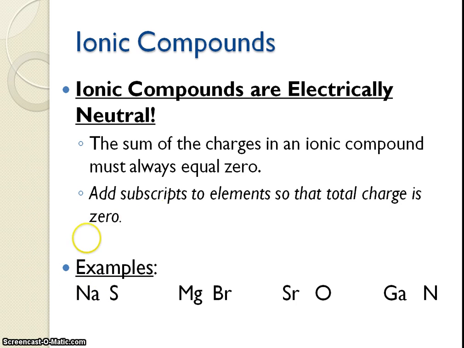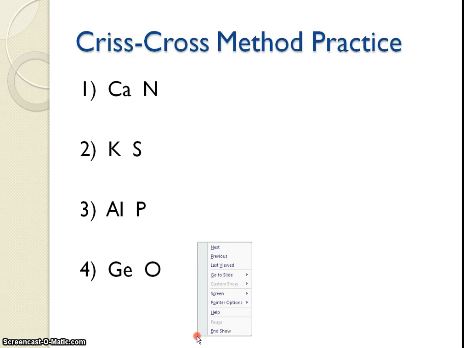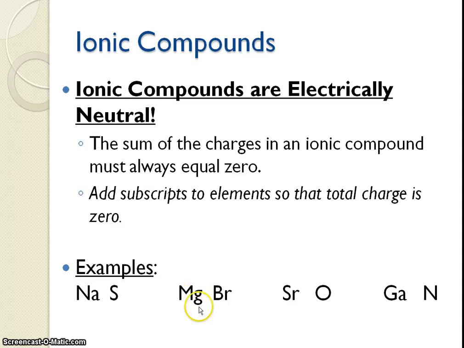Let's try to do one more. For this one over here, magnesium is a +2, so you would put a +2 right up here. Bromine is a -1, so you're going to put a -1 here. When you cross those down, the 1 comes down to magnesium and the 2 comes down to bromine. So your final formula should be MgBr2.